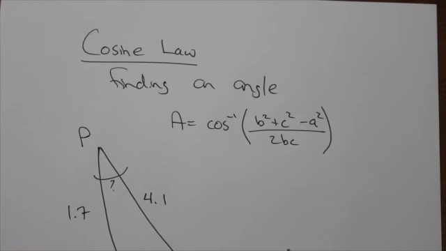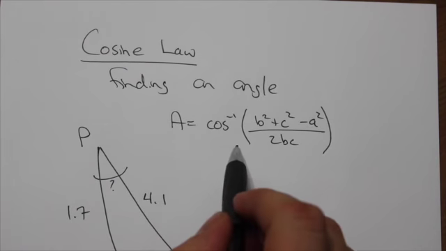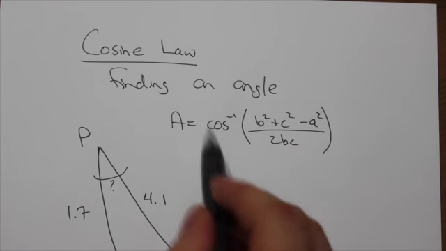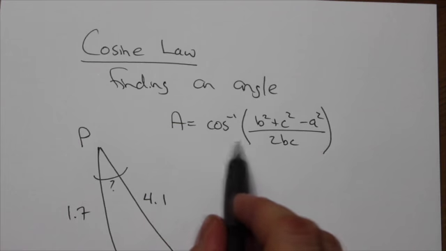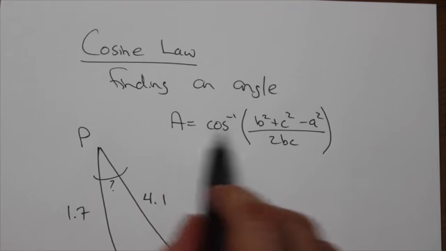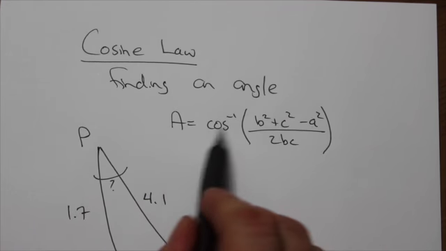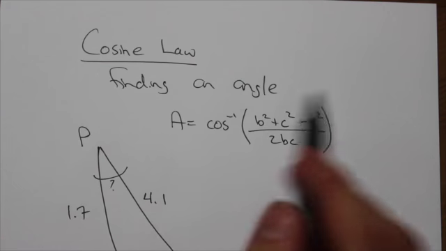Okay, here we go. One more look at the cosine law. This time what we're going to do is use the cosine law to find an angle. Now the formula is a little different when you're finding an angle. You're going to use this form right here with the inverse cosine function.